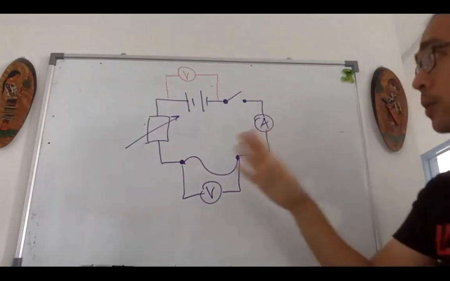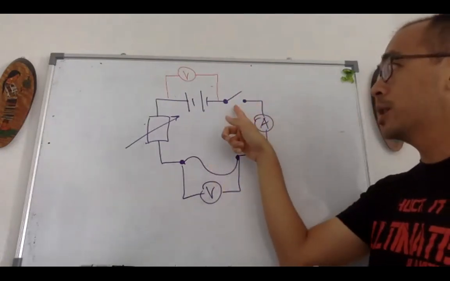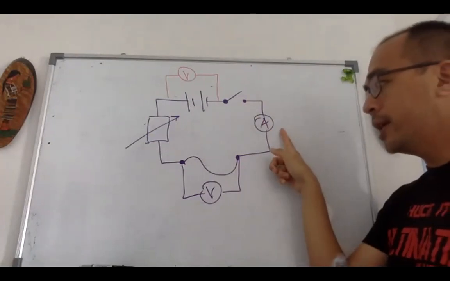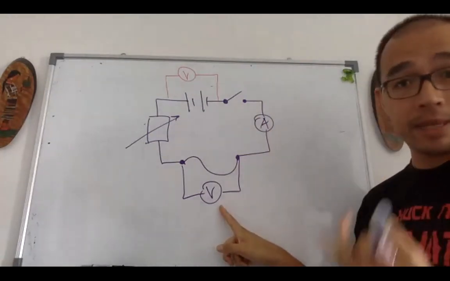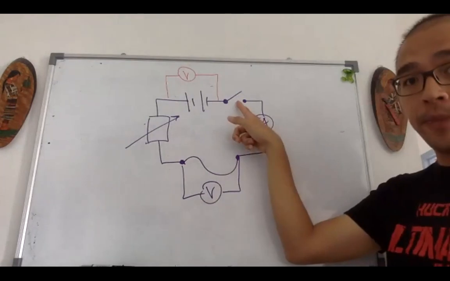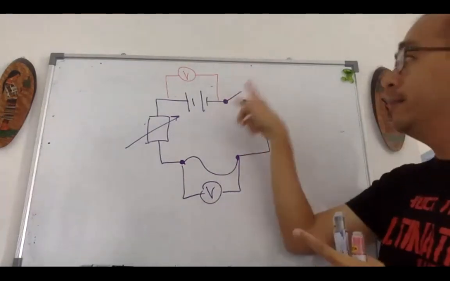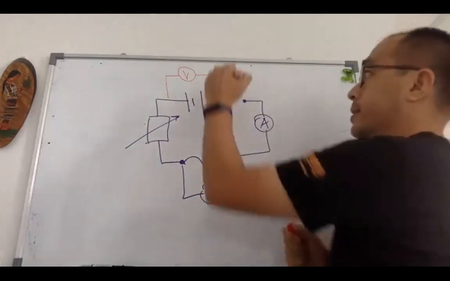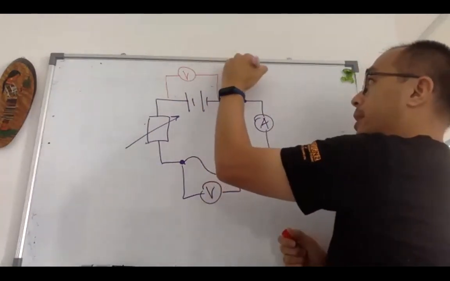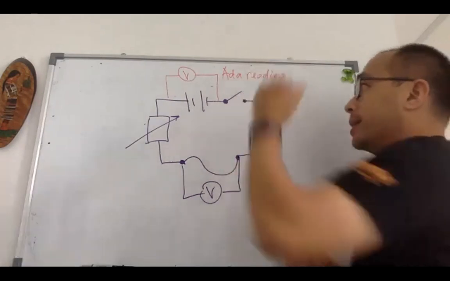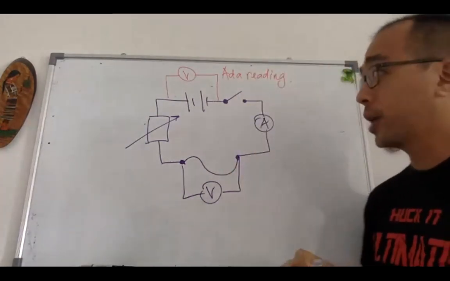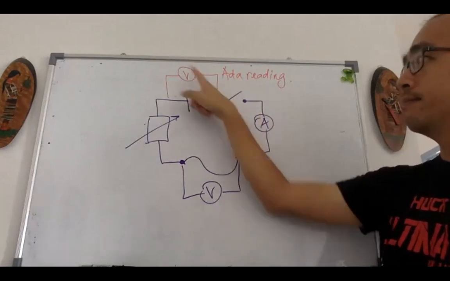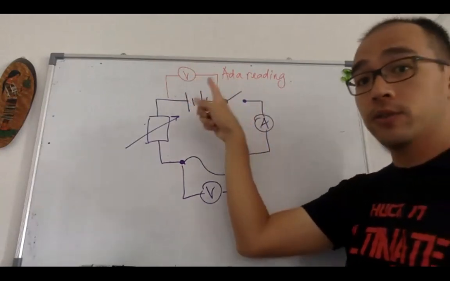Okay, so if I turn off the switch, as we've learned before, this one no reading, this one no reading. Okay, that makes sense because the circuit is broken. Okay, but if I turn off the switch, this voltmeter will have a reading. Okay, there is going to be a reading for this voltmeter.